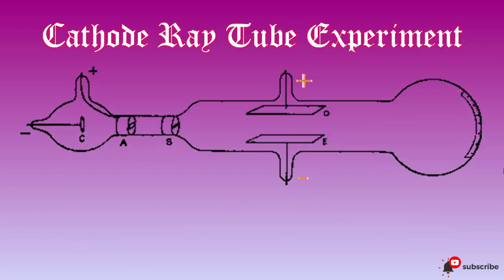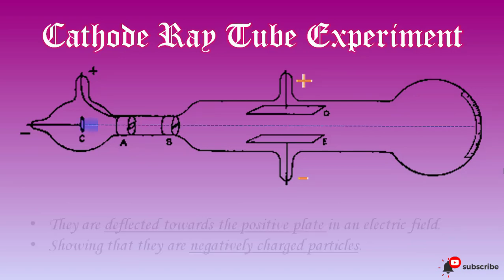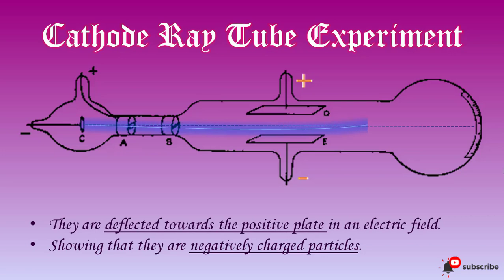Thomson showed that even though these rays travel in a straight line, they were deflected towards the positive pole, indicating that they contain negatively charged particles. As you all know, under the influence of an electric field, particles are attracted towards the opposite charges, that is, positive particles are attracted towards the negative electrode and negative particles are attracted towards the positive electrode.